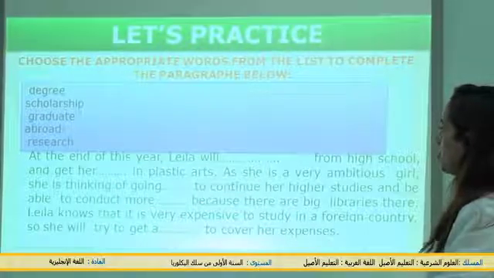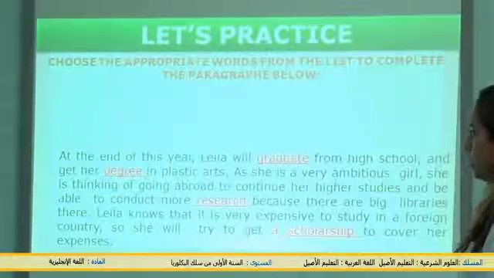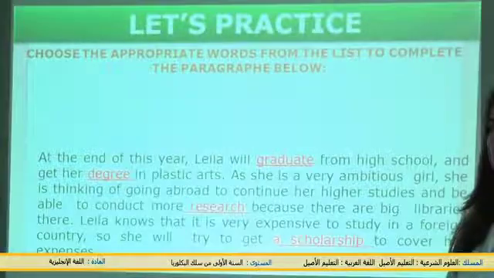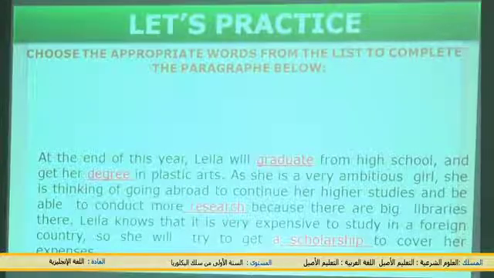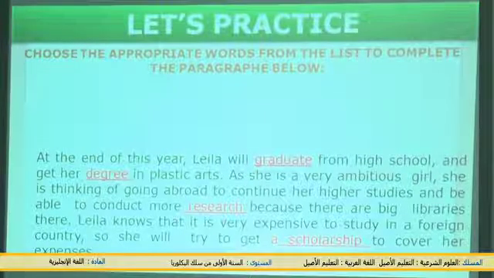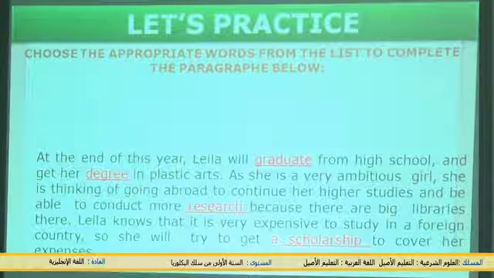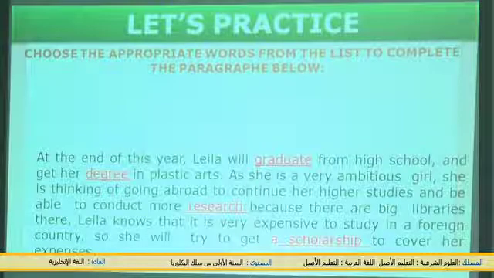Nice. So, for the correction, we can say, at the end of this year, Layla will graduate. You remember the verb graduate? It means that she will get her diploma. So we can say at the end of this year, Layla will graduate from high school and get what? Get her degree in plastic arts. As she's a very ambitious girl, she's thinking of going abroad to continue her higher studies and be able to conduct more research because there are big libraries there.